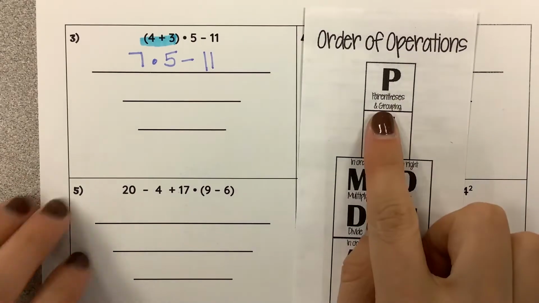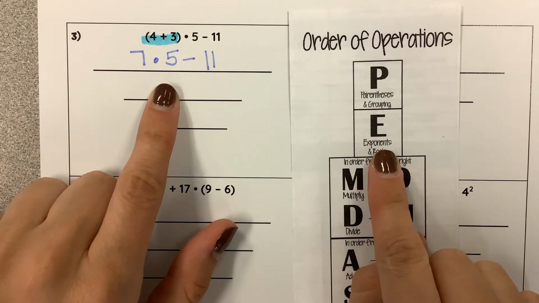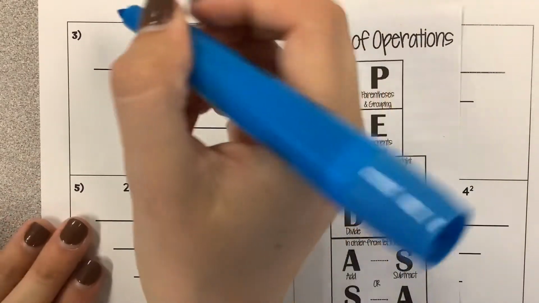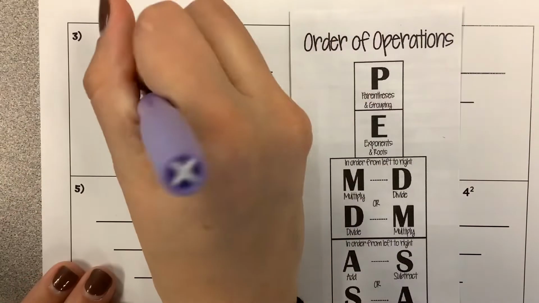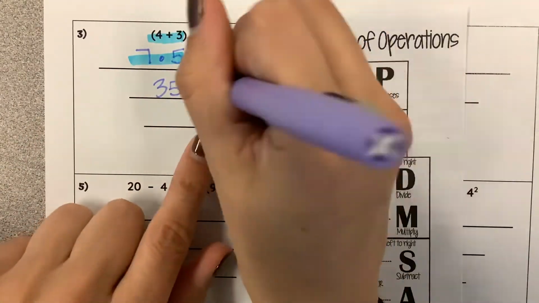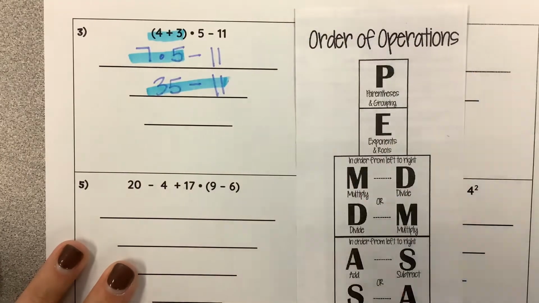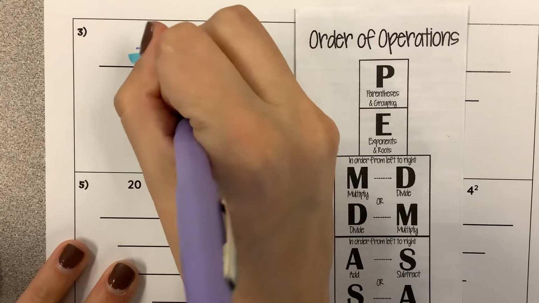Then I'm going to go through my checklist again. Are there parentheses? No. Are there exponents? No. Is there multiplication or division? Yes, there is just multiplication. So that is what I'm going to do next. 7 times 5 is 35. Bring everything else down. Bring down the minus, bring down the 11. Now all that I have left is this subtraction. So that's what I'm doing next. 35 minus 11, which is 24.